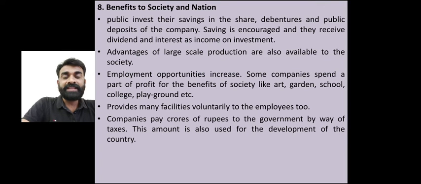Okay, then benefits to the society and nation. See, understand this: common people who want to convert their savings into investment are going to buy shares. It is a cycle, or a platform, provided by the particular company. They issue the shares, common people purchase the shares, their savings are converted into investment, right? And ultimately the economy of the country is going to get boosted.